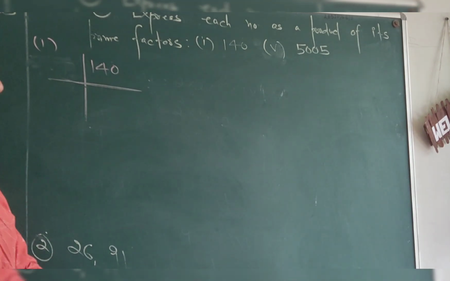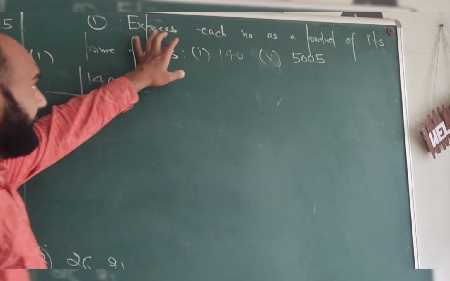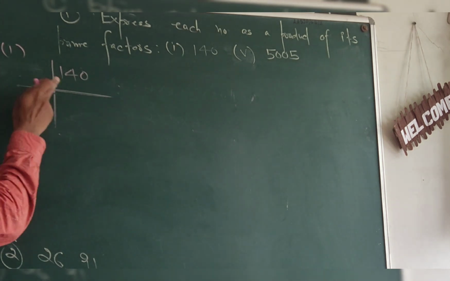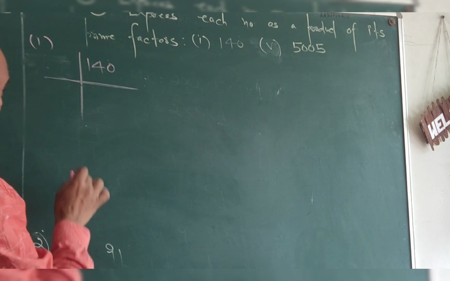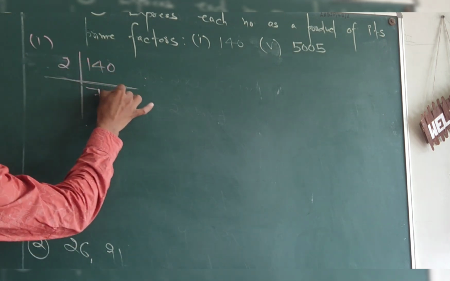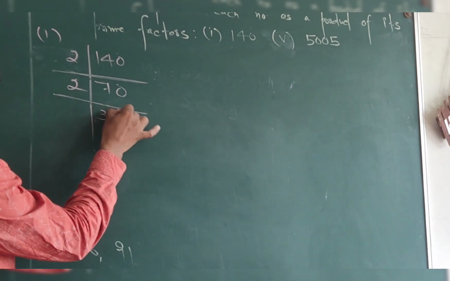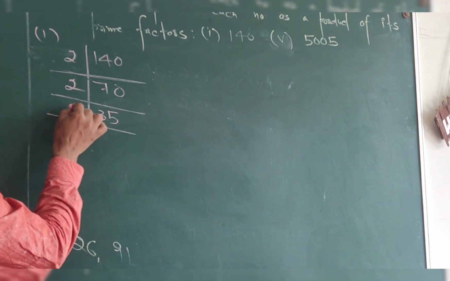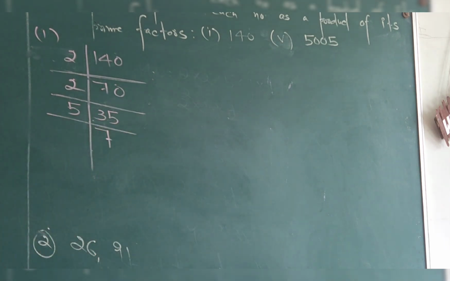To understand this chapter, we solve some questions related to this chapter. The first question is: express each number as a product of its prime factors. 140. 140 is divisible by 2 because 140 is an even number. So this gives 70. 70 is also an even number, so it is also divisible by 2. So here is 35, and 35 is not an even number, so it is not divisible by 2, and it can be divided by 5. So next, 5 times 7 is 35.